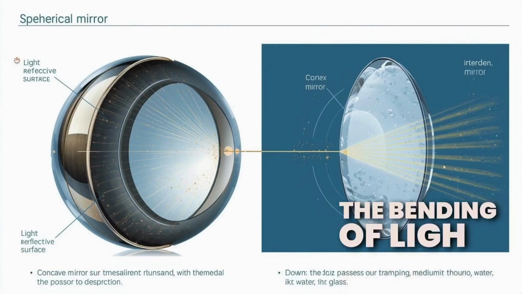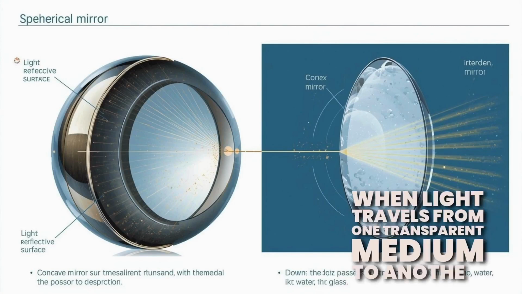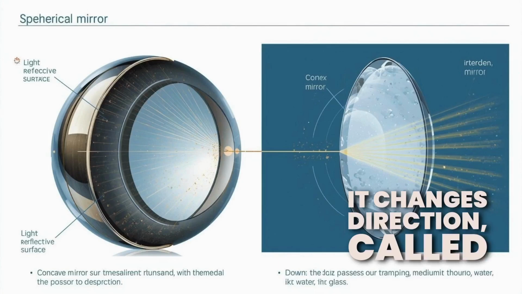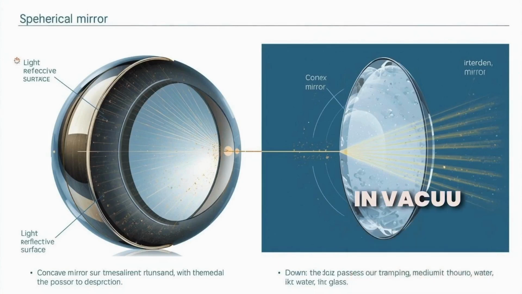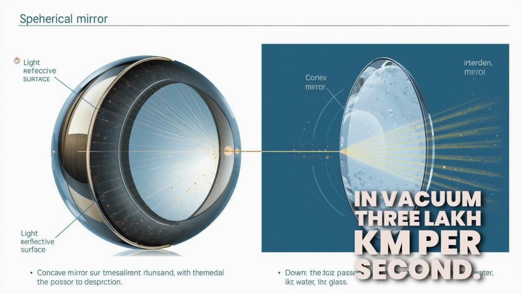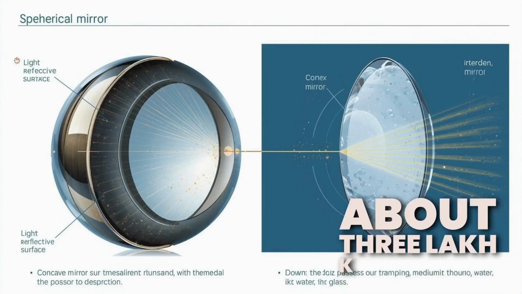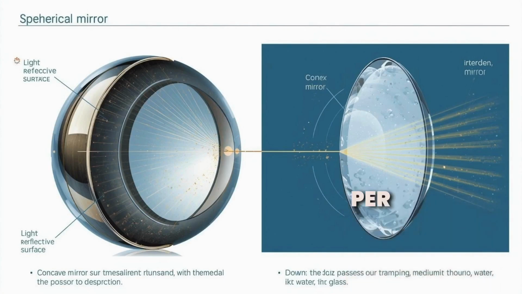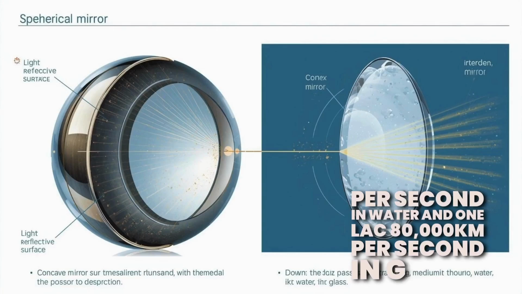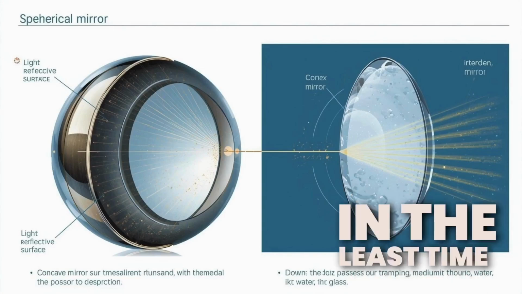The bending of light, refraction. When light travels from one transparent medium to another, it changes direction, called refraction. Light always travels at the highest speed in vacuum, 3 lakh km per second. Its speed reduces in other mediums, about 3 lakh km per second in air, 2,25,000 km per second in water, and 1,80,000 km per second in glass. Light bends to follow the shortest path in the least time.